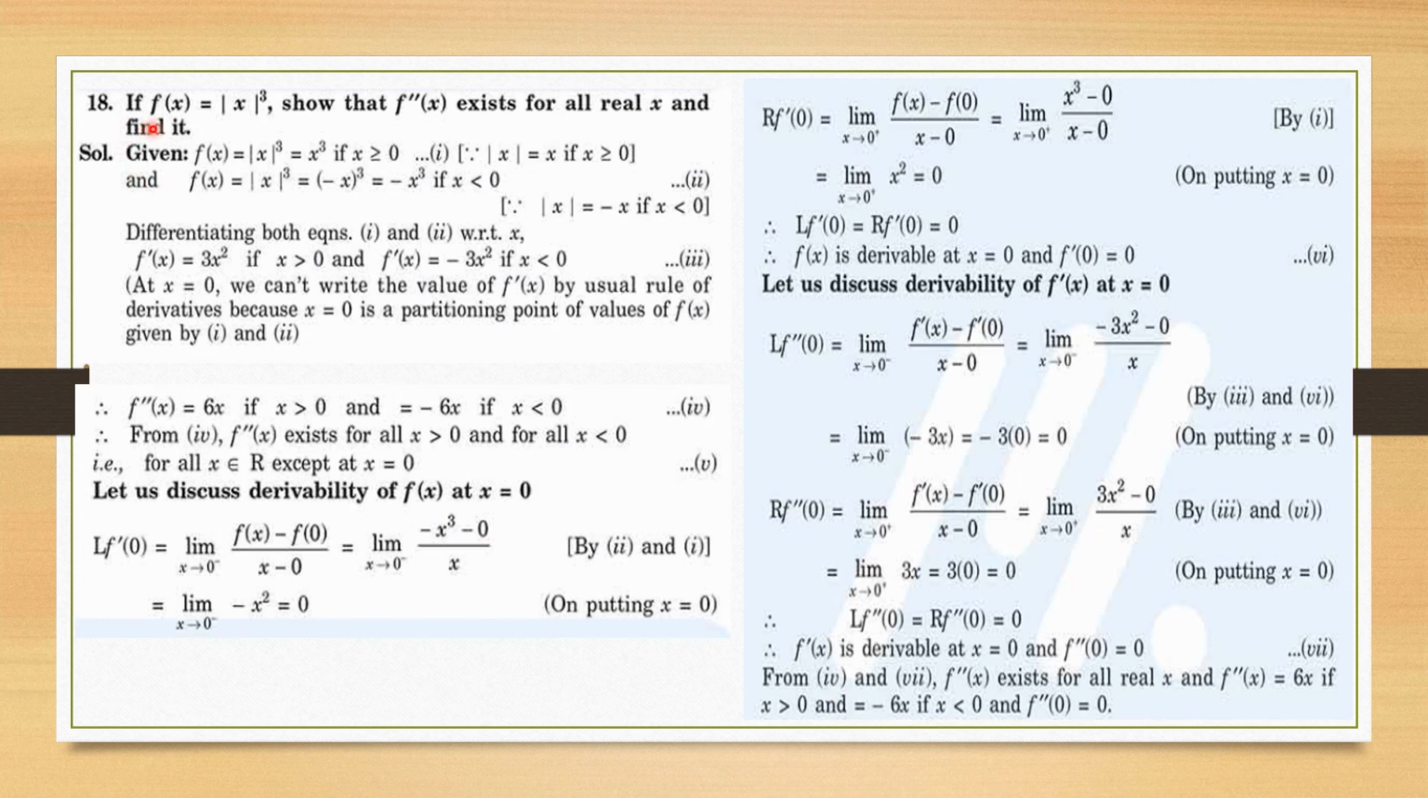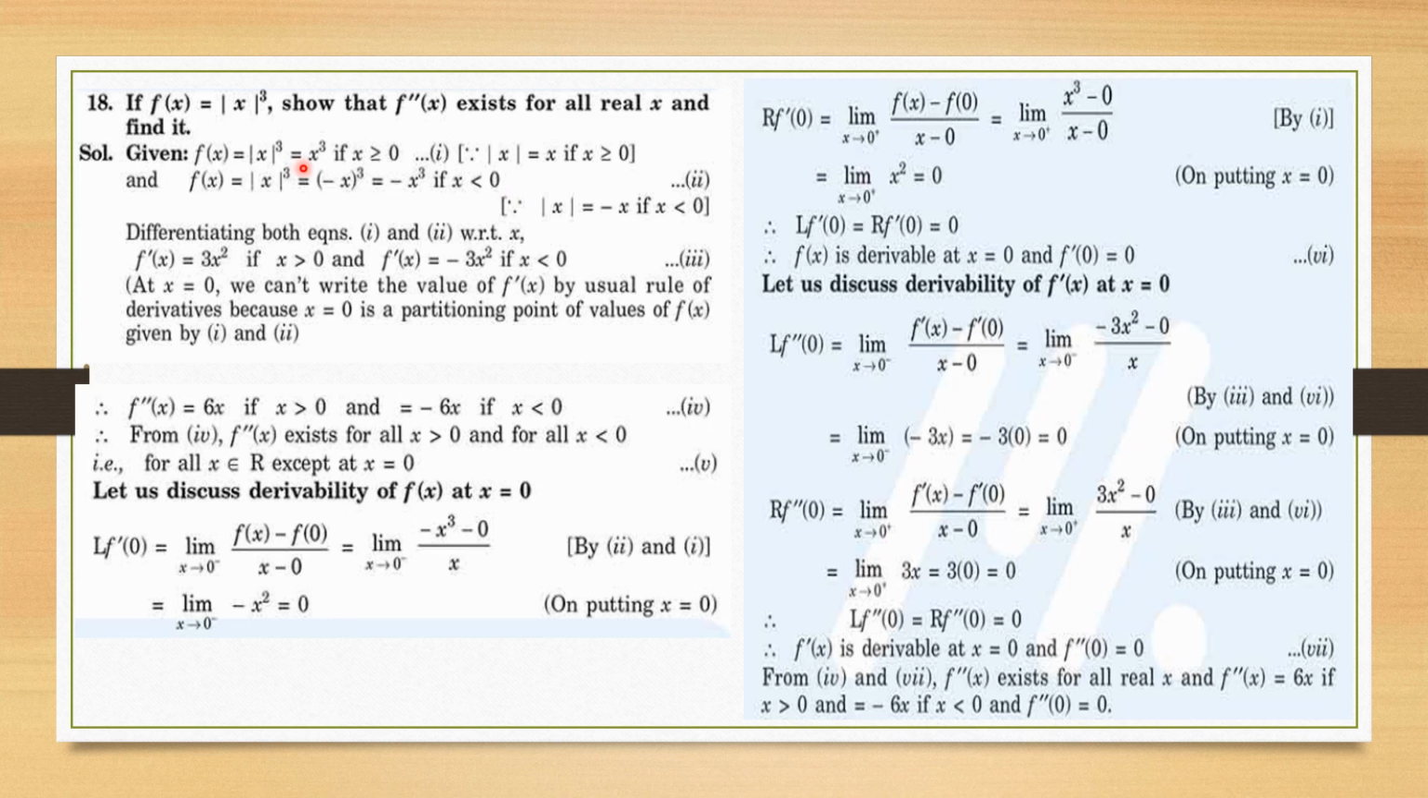Number 18 is, if f(x) is equal to mod of x cube, show that f double dash exists for all real x and find it. Okay, so given your function, you know the definition of the mod says that mod x is x if x is greater than or equal to 0, and is minus x if it is negative. So mod x cube will be x cube for x greater than or equal to 0, and minus x cube if x is less than 0.